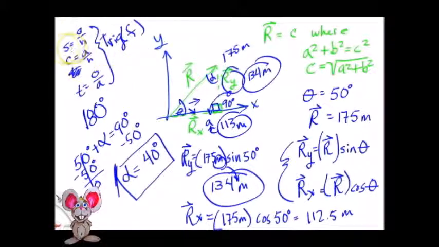SOH CAH TOA. So sine is opposite over hypotenuse, cosine is adjacent over hypotenuse, and the tangent is opposite over adjacent. We know that there are 180 degrees within a triangle. We know that right angle triangles allow us to use the Pythagorean theorem. And we know that the component vectors, so the y-axis component vector is the original vector, or the resultant vector as we called it, multiplied by sine of theta. We know that the r sub x is the resultant vector, or the original vector, multiplied by cosine theta.